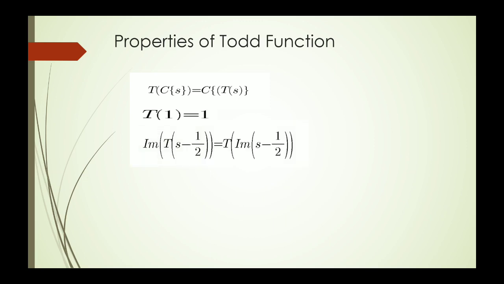Then the next one we have the imaginary part of the Tau function of S minus half equals the Tau function of the imaginary part of S minus half. The next two come in pairs, where we have the T of S-bar equals the T of S-bar, and the next one we have the T of (1 plus S)-bar equals the T of (1 plus S) over 2. Over here T means the Tau function, as is quite clear.